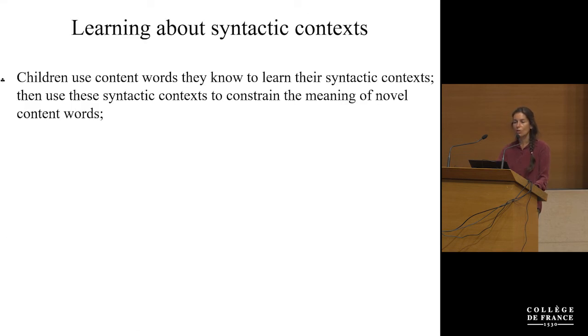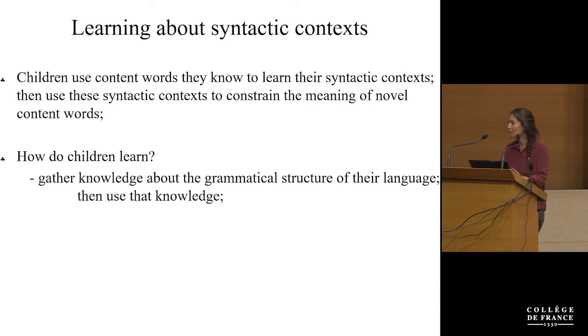Okay, so this shows us that indeed children are able to use the words they already know, content words, in order to learn in what syntactic context they occur. And then they can use these syntactic contexts in order to learn new stuff about words they don't know yet, okay? So the question now, I won't have much time for it. I'll just give you a glimpse. I don't know how much time you have.